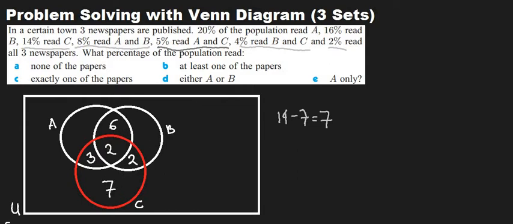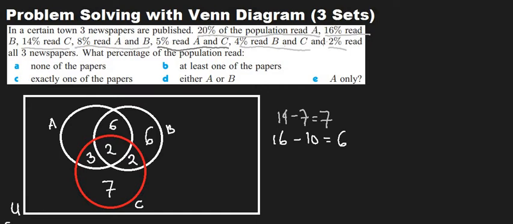And then we go backward again. 16% read B. So in this B, it should be 16%. Once again, it's taken by 6, 2, and 2. So 16 minus 6 plus 2 is 8, 8 plus 2 is 10. 16 minus 10 should be 6. So this one should be 6.